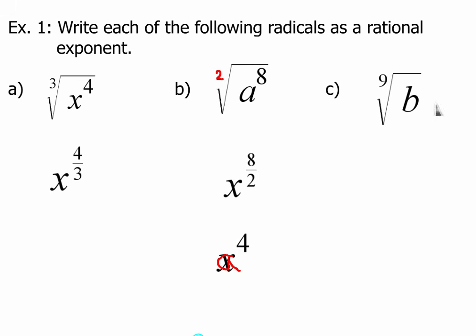In example C here, I've got the 9th root of b, and b doesn't have an exponent on it. In case you don't remember, if there isn't an exponent, then the exponent that's not written is 1. So the 9th root of b is the same thing as b to the 1 over 9 power. To turn a radical into a rational exponent, you simply take the power inside the radical divided by the index.